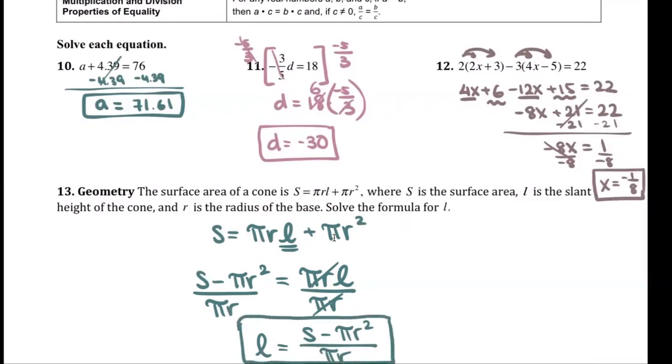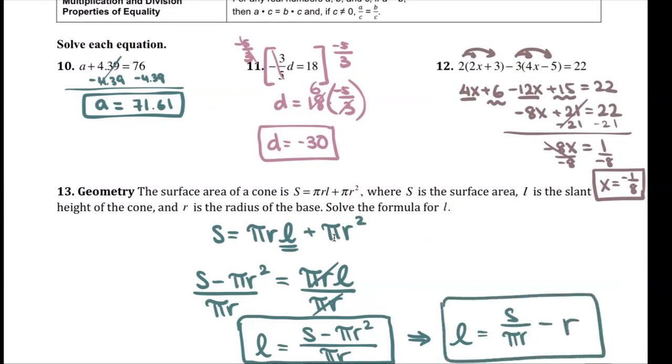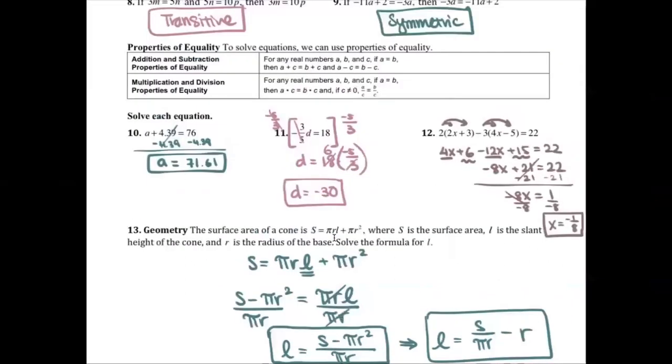Okay. There are other ways to do this too. You could have factored out pi r first, but I thought that was the easiest way. You can write it like this, or if you decided to divide both terms by pi r, you could also get this answer. So either of those would work. I'd be okay with either of those. All right, and that is lesson 1.3.